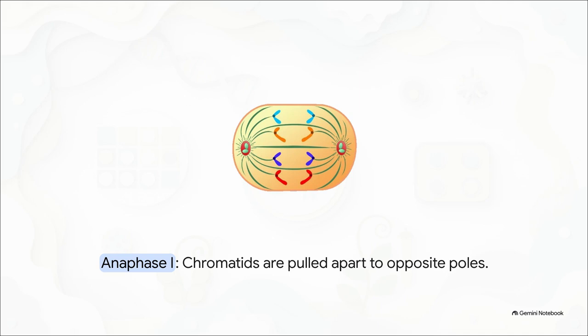So the crucial turning point hits in anaphase 1. This is the physical separation. The chromatids get attracted and actively pulled to the opposite poles of the cell. The pairs are literally being divided, making sure that the resulting cells are going to end up with exactly half the original number of chromosomes.